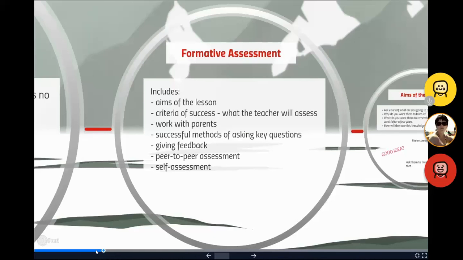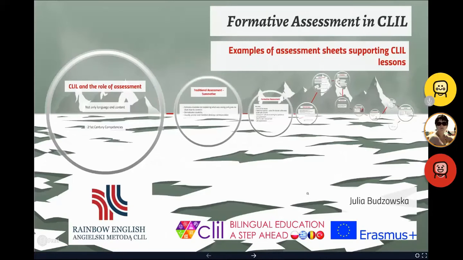This webinar is titled Formative Assessment in CLIL, Examples of Assessment Sheets Supporting CLIL Lessons, because we are going to talk a little bit about theory, as well as show you good practices that we have worked out during our international cooperation.